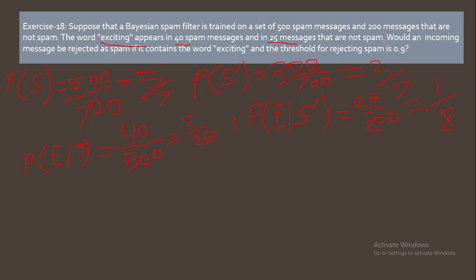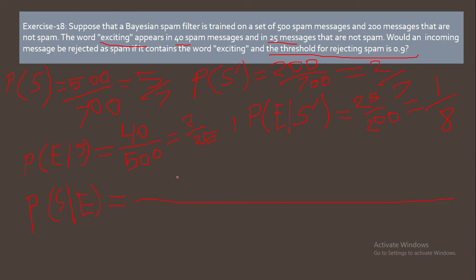So now we are being asked whether an incoming message would be rejected as spam if it contains the word exciting and the threshold for rejecting spam is 0.9. We are not looking into the threshold right now, we will look into it a little bit later. At first we need to find the probability that the message is spam if the word exciting appears. That means we need to find p of s given that E. Now what is the probability that the message is spam?